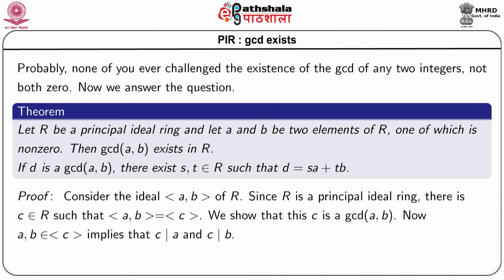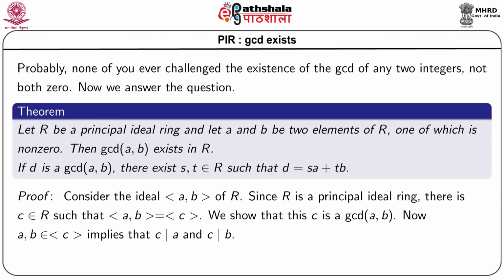A commutative ring R with 1 is defined to be a principal ideal ring if every ideal of R is generated by some single element. For example, Z is a principal ideal ring. Here we show that in a principal ideal ring R, any 2 non-zero elements A, B always have a GCD, and if D is a GCD of A, B, then there exist 2 elements S, T in R such that D can be expressed as SA plus TB.